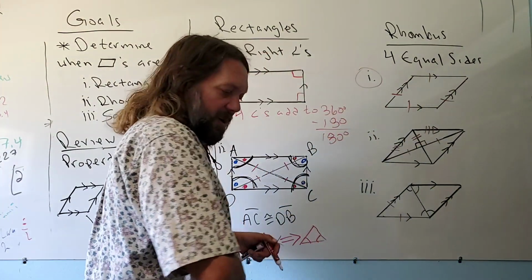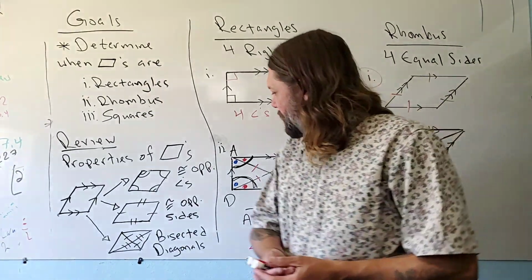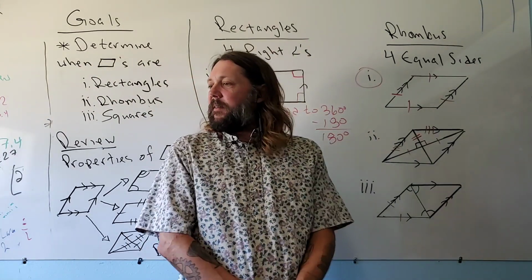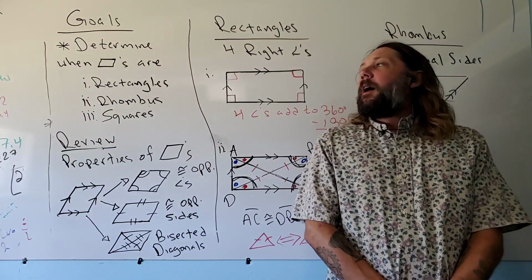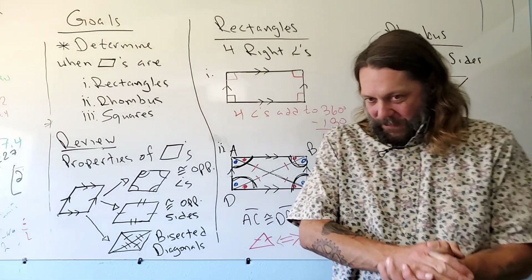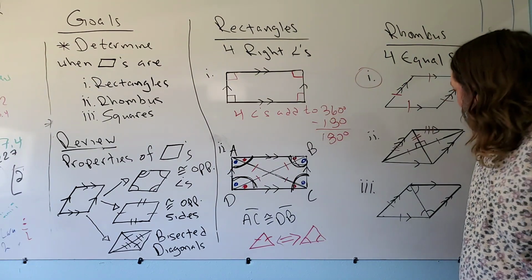Okay? So, this lesson is determining, do you have a rhombus, do you have a rectangle, do you have a square? So we got one more lesson. Let's make sure we finish strong. And again, I hope everyone's doing all right out there.